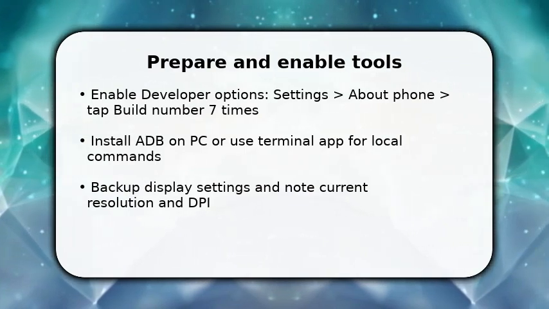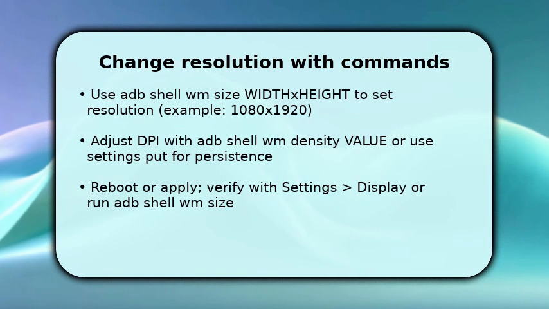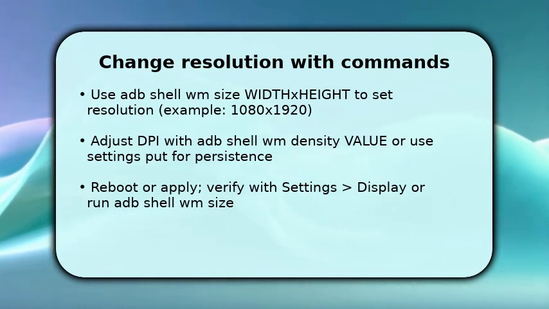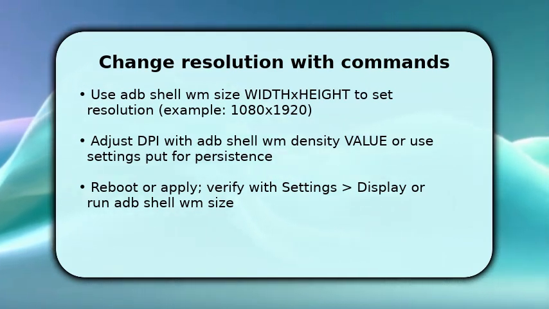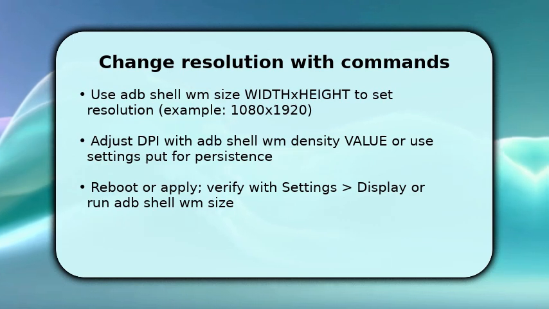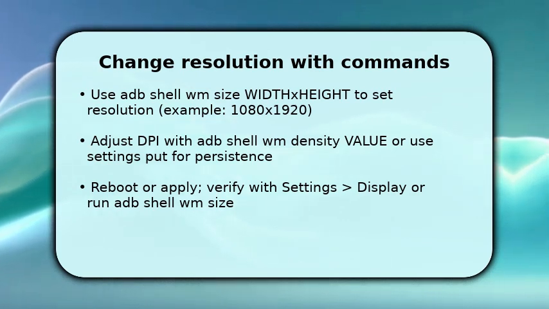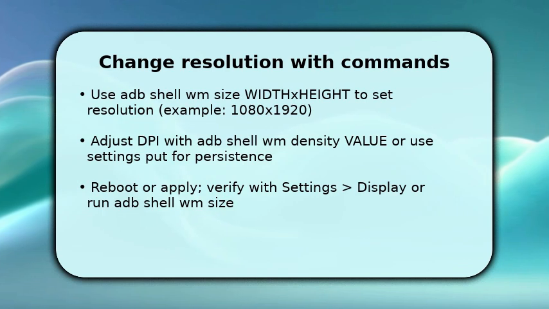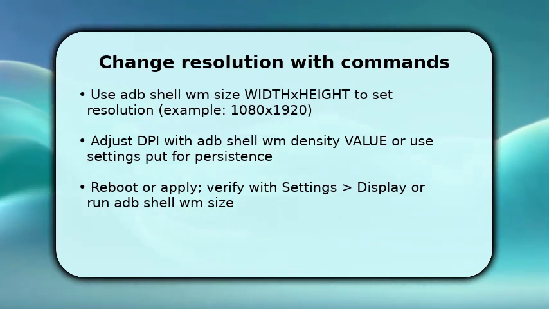Using ADB or terminal, run adb shell wm size width x height to set the screen resolution. Use the physical orientation values. Then adjust scaling with adb shell wm density value to change logical DPI. Lower DPI increases screen space, higher DPI enlarges UI.